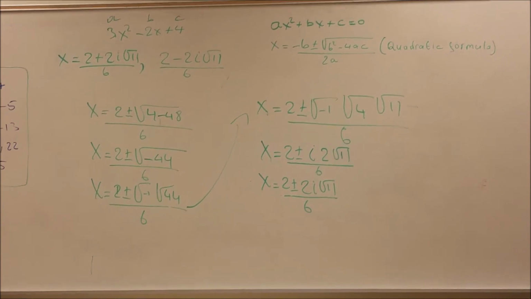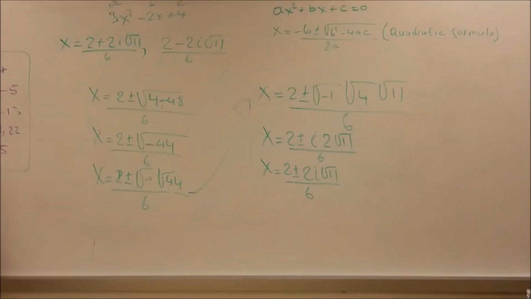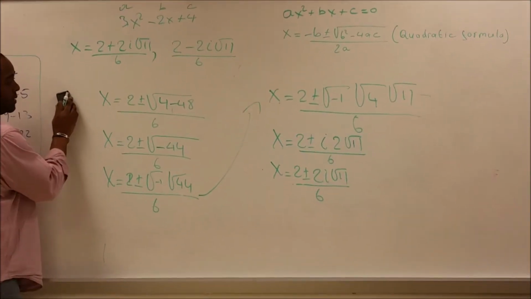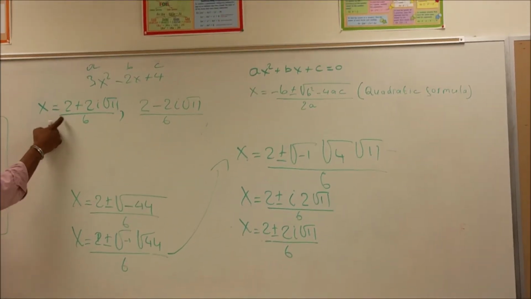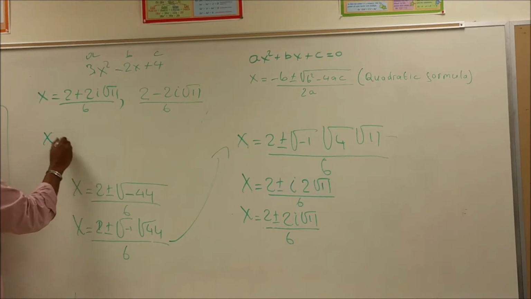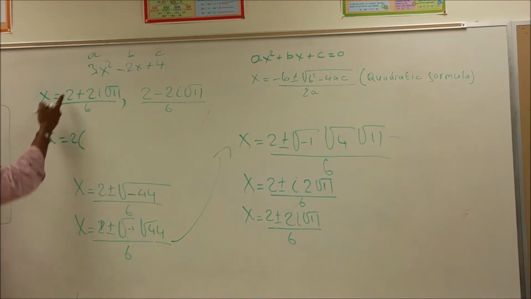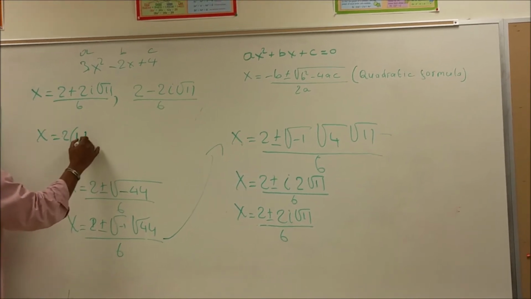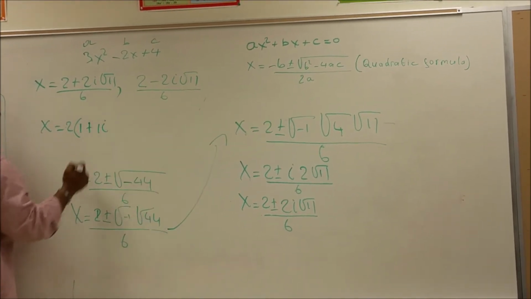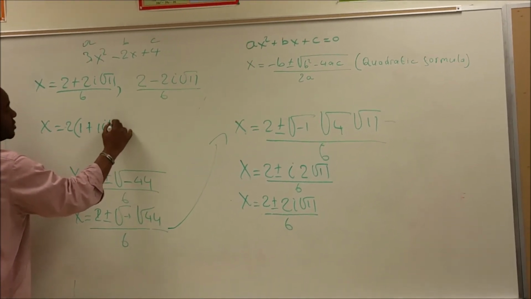You could break it. What would you do first? I'm going to use this part here. This is what I'll do. I'll factor out a 2 for this one here. So 2 factored out. What's left here? 1. And what will be here? Plus 1i times square root of 11.